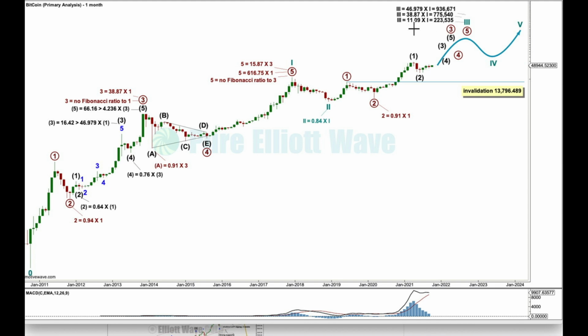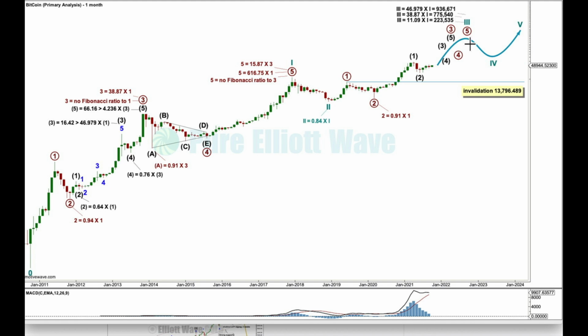This next target, this is not a Fibonacci ratio. Cycle 3 would reach 38.87 times the length of cycle 1 at 775,540. That number, 38.87, comes from here. The length of primary wave 1 and primary wave 3 here. Primary 3 is 38.87 times the length of primary wave 1. This middle target here looks at the possibility that cycle 3 could exhibit the same ratio of length to cycle 1 as primary 3 did to primary 1 within cycle 1. So if this follows on that same length, then that's the target, 775,540.